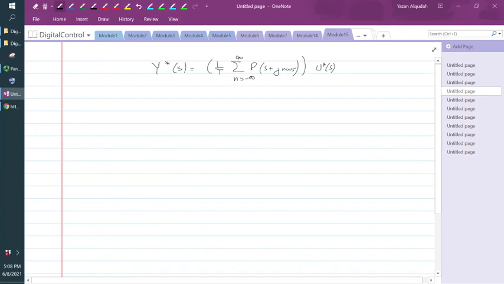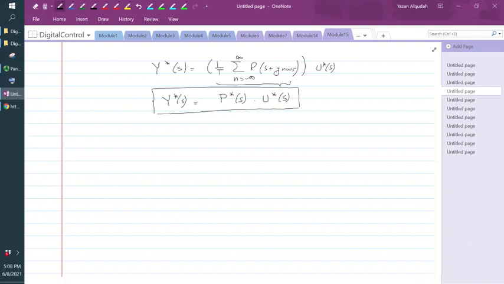Now what is this equal to? If I look at this expression, 1 over T, the summation of P of s plus j n omega s, this is nothing other than P star of s. So therefore, I can write this as P star of s multiplied by u star of s. And therefore, y star of s is equal to P star multiplied by u star of s.